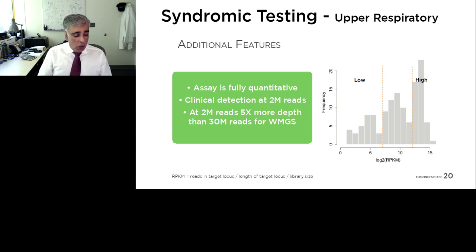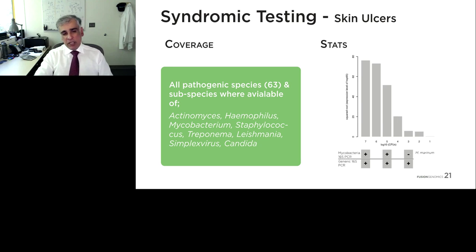Moving on, here is an example from the skin infections. As I mentioned, skin infections are very hard. So in this instance, the assay from the pathogenome, the skin infection portion of it, is designed to identify all 63 pathogenic species wherever they are available.